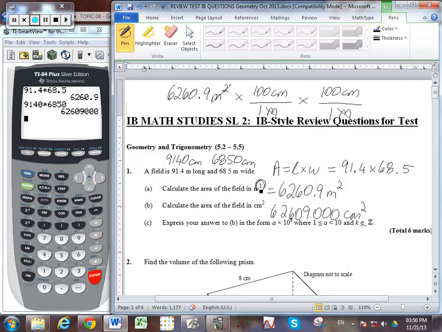Let's express our answer to part B in scientific notation. We've got 6.2609. And how many places did we move the decimal? 1, 2, 3, 4, 5, 6, 7. We moved it 7 places. So times 10 to the 7 centimeters squared. Let's move on to number 2.